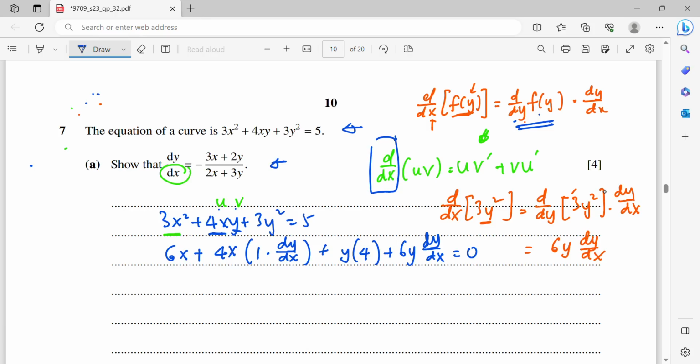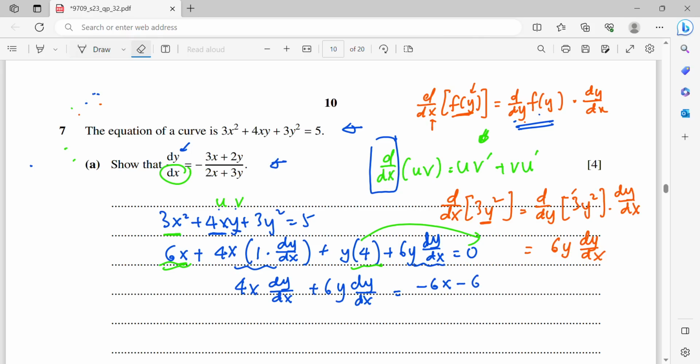Now since we need to show dy dx, that means the dy dx should be on one side. So I will group these two terms on one side, and since they are positive already, I will just keep them on the left hand side. Means that 4x dy dx plus 6y dy dx will equal to, now for the 6x and the plus 4y, both terms will be moved to the right side. So it means that both of them will be negative. So I will get negative 6x, negative 4y.